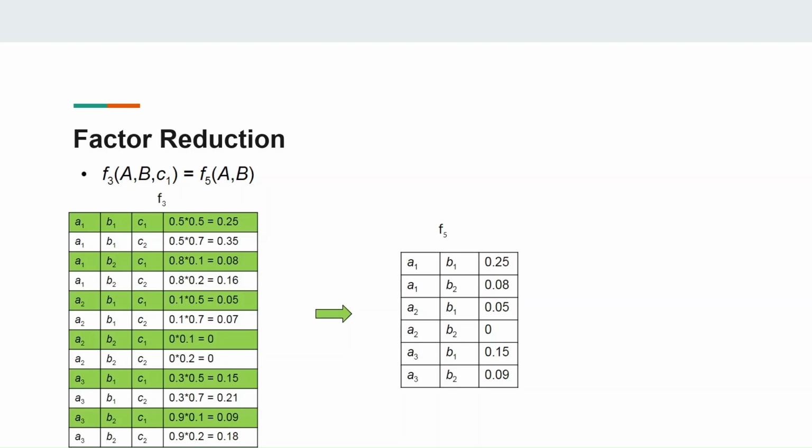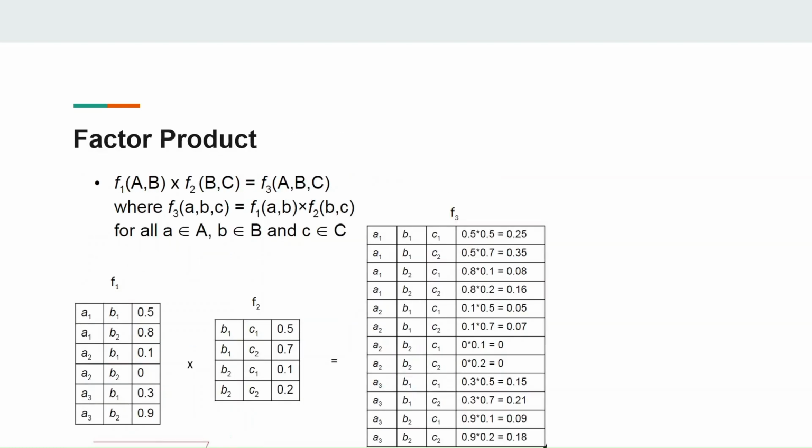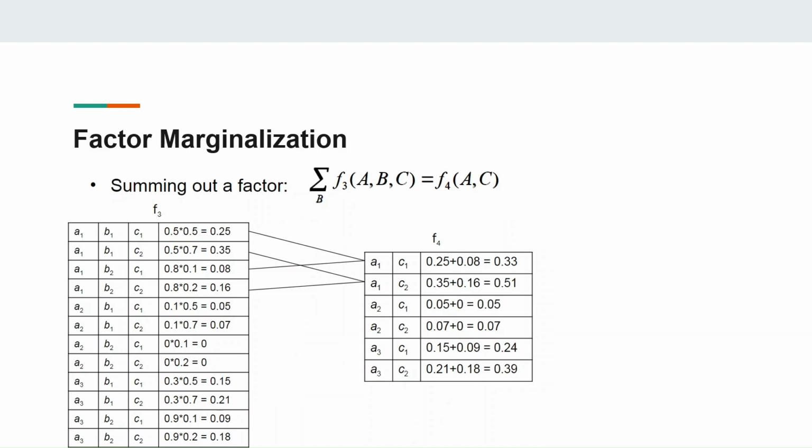Now, the purpose of reduction should be clear, it's for you to account for evidence. The purpose of product is for you to be able to combine factors so you can do the marginalization easier, right? Because if you look at the factor product, you always have to have something in the middle that ties the two factors together. It doesn't have to be one variable, it can be a set of variables, but there has to be something they have in common for you to be able to do product.